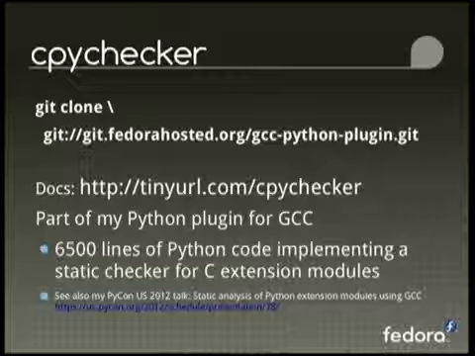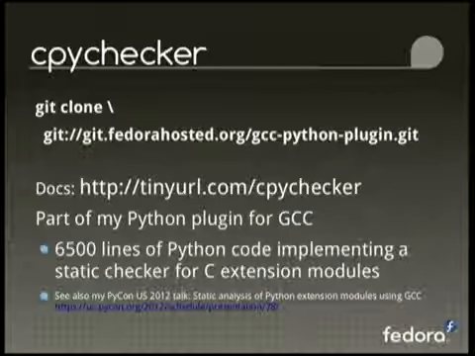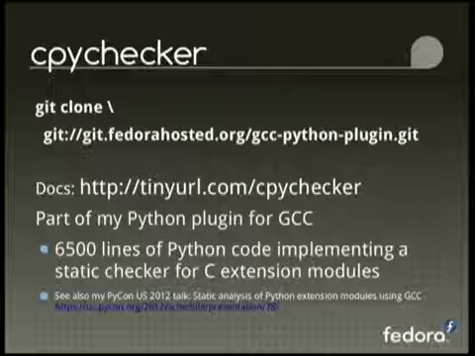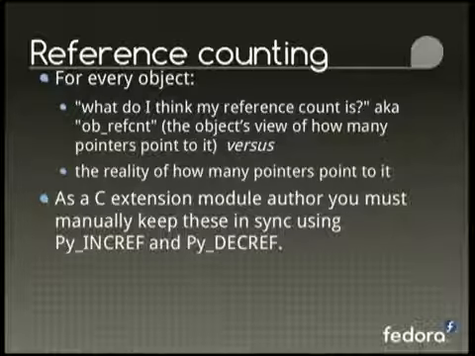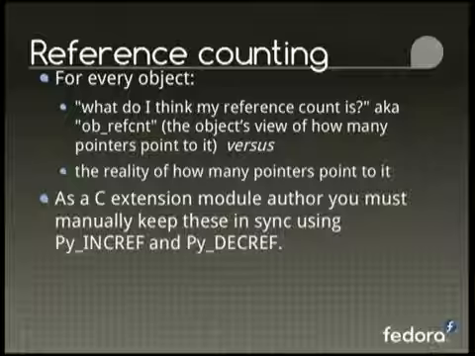So cpychecker lives as the major example within the Python plugin source tree. It's 6,500 lines of Python code that basically implement lots of verifications for different problems that typically occur in C Python extension modules. I gave a talk on this at PyCon last year and went into a big deep dive into how it works. This talk will be a bit more high level. So the main reason I wrote this tool is because I got sick of tracking down reference counting bugs by hand.